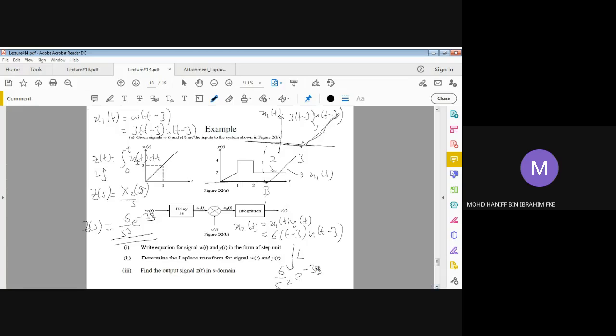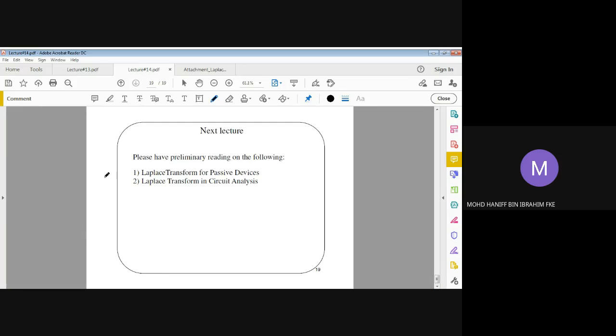For tomorrow's class, we're going to proceed with lecture 15, in which we're going to learn about the application of Laplace transform in solving circuit analysis problems.